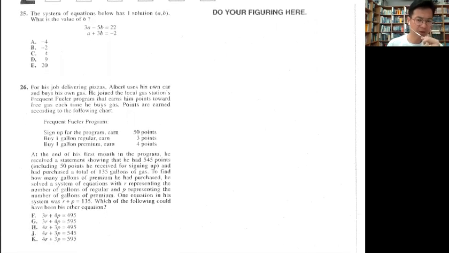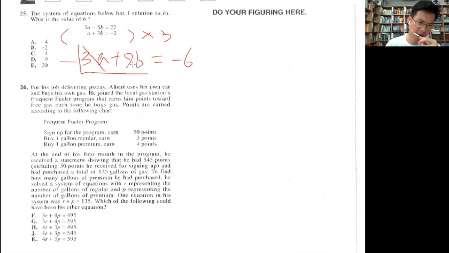The system of equations, what is the value of B? You multiply by 3 on the bottom to get rid of A, so 3A plus 9B equals minus 6, and then you subtract from the first one, then this one goes away, and then minus 14B equals plus 28, so B is minus 2.